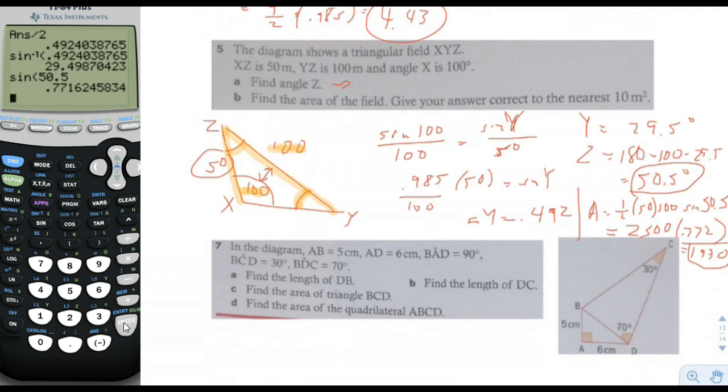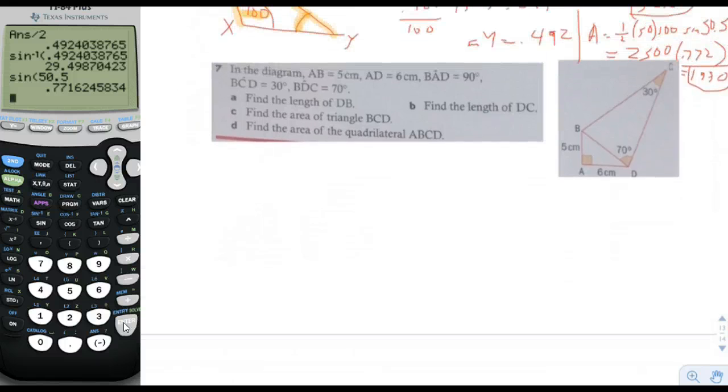The sides are about 100 long. Okay? Alright, last one of the chapter. There, you drew a picture for us. Find the length of DB. Let's see what we know first.